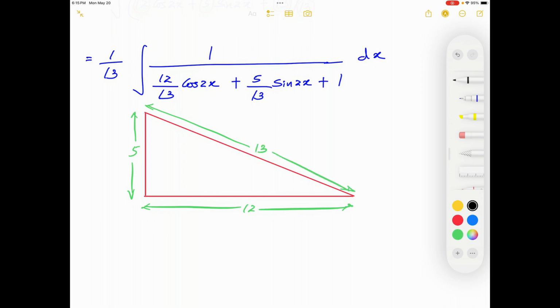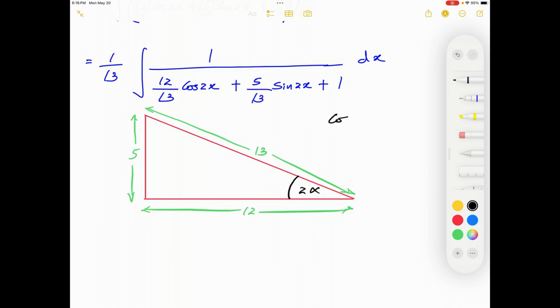Alright, what I'm going to do next is label this angle right here as angle 2 alpha. As soon as I do that, I can identify cosine 2 alpha is equal to the adjacent divided by hypotenuse, which is 12 over 13. And then I can identify sine 2 alpha. Sine 2 alpha is opposite over hypotenuse, which is 5 over 13. Similarly, if necessary, we can also write down tangent 2 alpha, which is equal to opposite over adjacent, which is 5 over 12. Even though right now I don't need tangent 2 alpha, later I will need that.